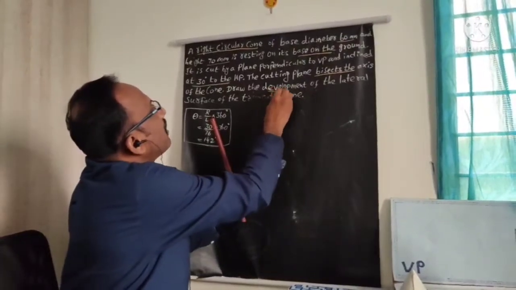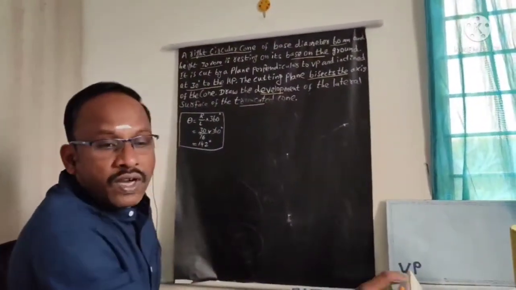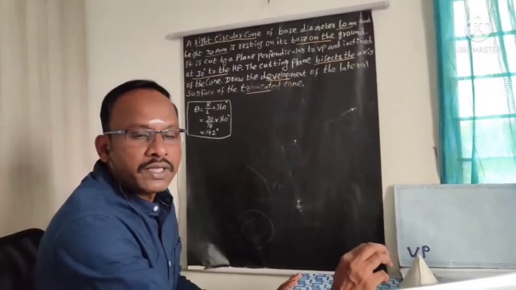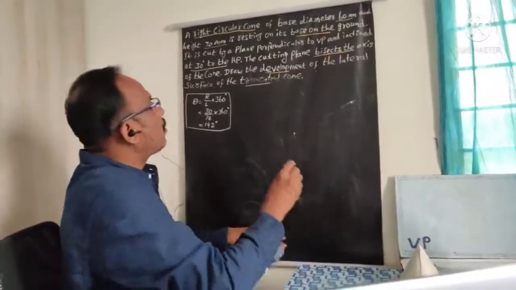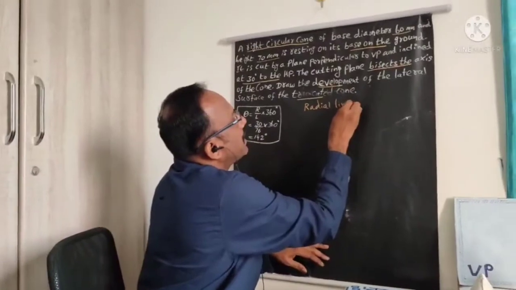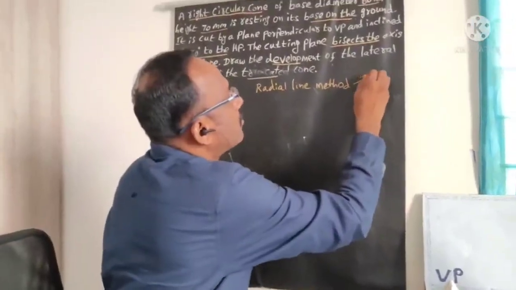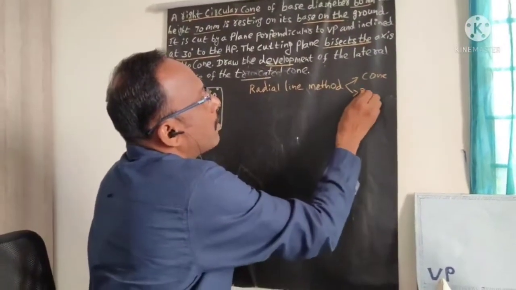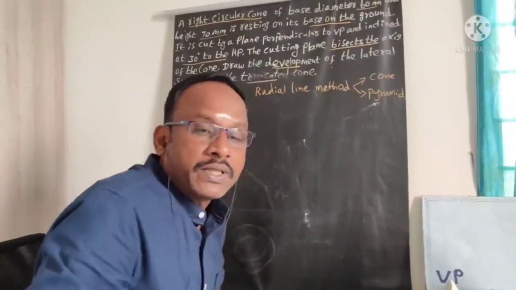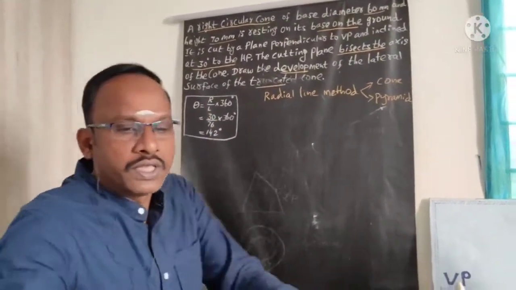So here we want to draw the development of lateral surface, which is nothing but the surrounding surface of the truncated cone. This is the question asked. Now we know that in general we follow two methods for development. One is parallel line development, another one is radial line development. In case of pyramid and cone we use the radial line method. So I am writing here the method is radial line method. It can be used for cone as well as pyramid problems. Another method, which we already discussed in previous classes, is the parallel line method, used for prisms and cylinders.